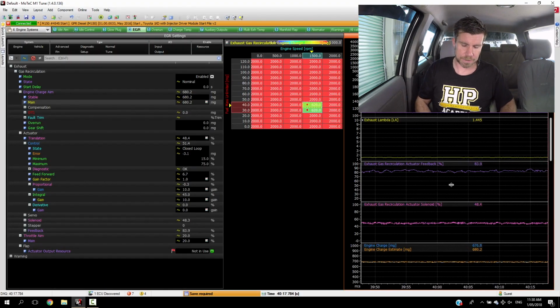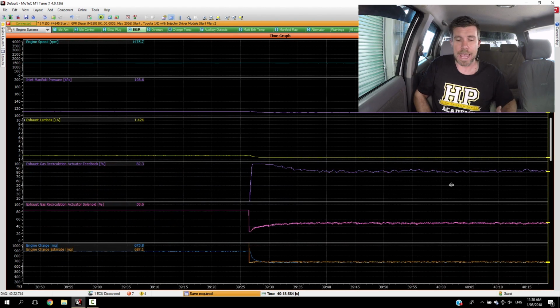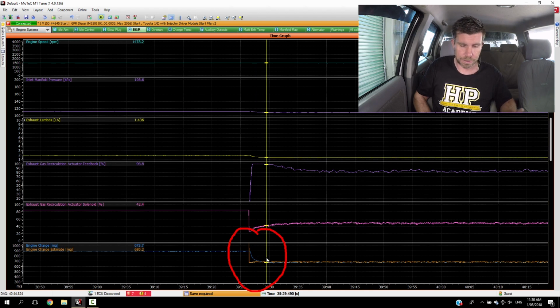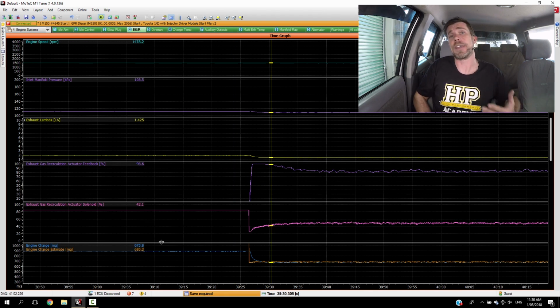Let's head back into our laptop software and we'll just pause our time graph and we'll have a quick look at what actually happened when I made that change. So we can see this is the point right here where I've made that change to our engine charge estimate main table. We can see that that's dropped down to 680 milligrams. And what we can see is prior to that, our actual engine charge value was sitting at about 890 milligrams. Due to the closed loop nature of the EGR control, we can see our blue line there drops down onto our target.